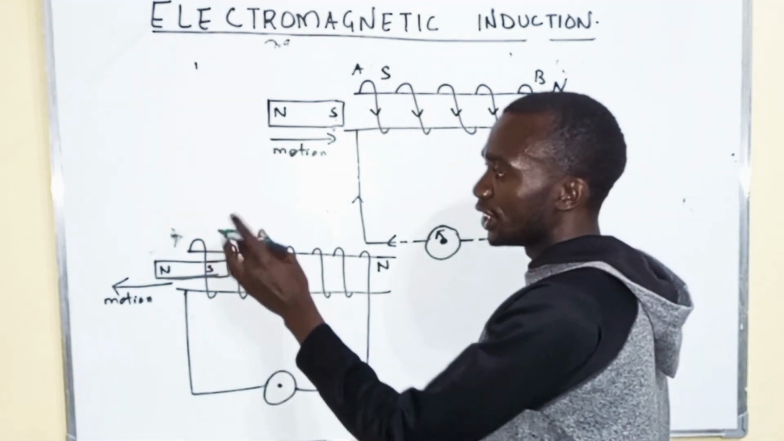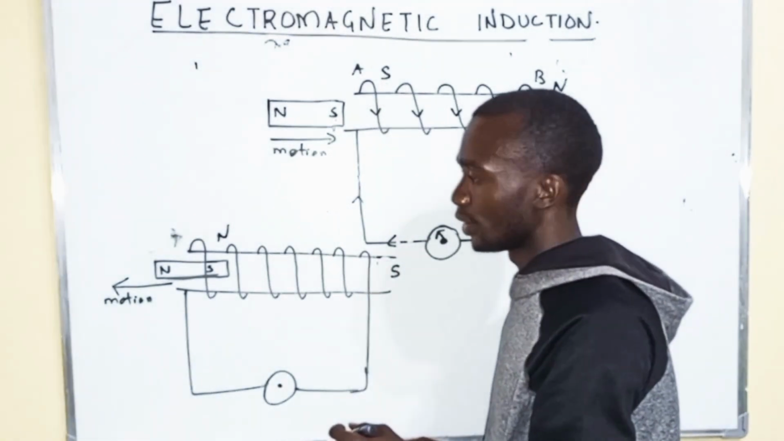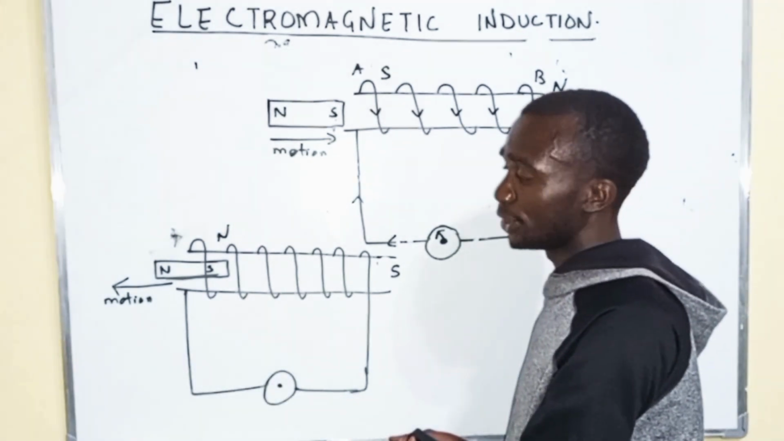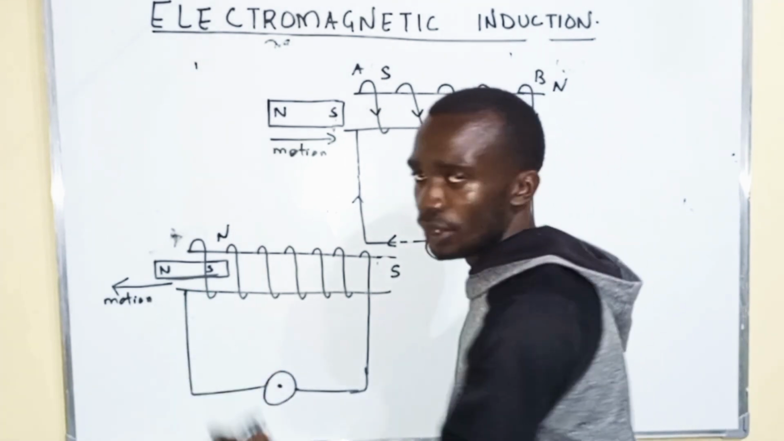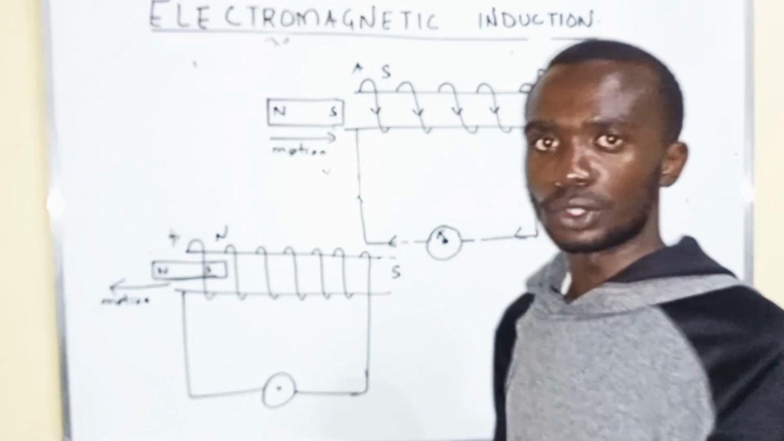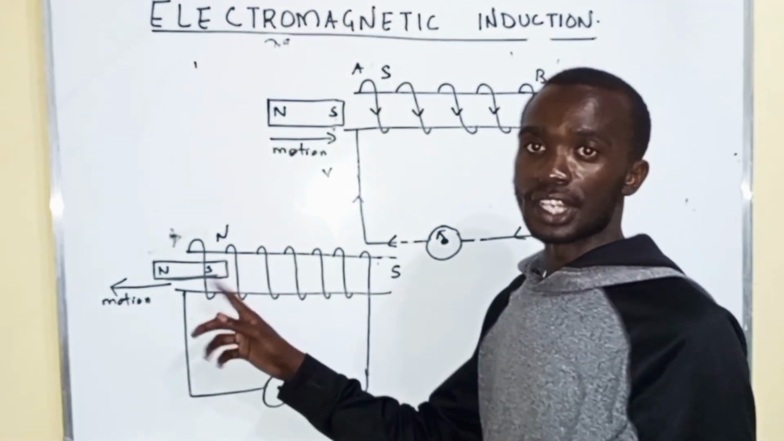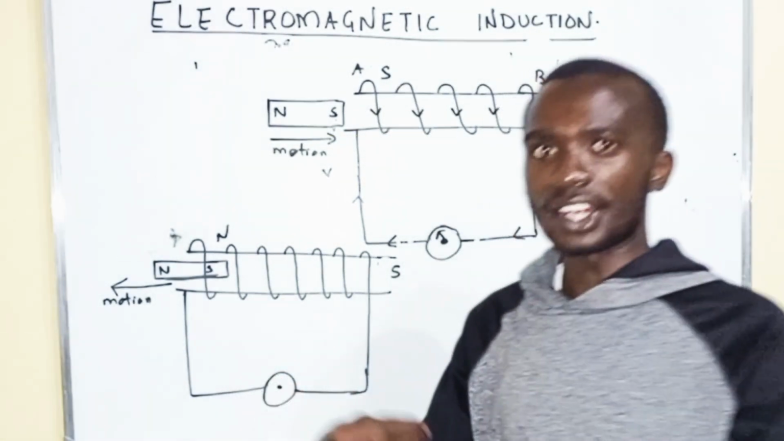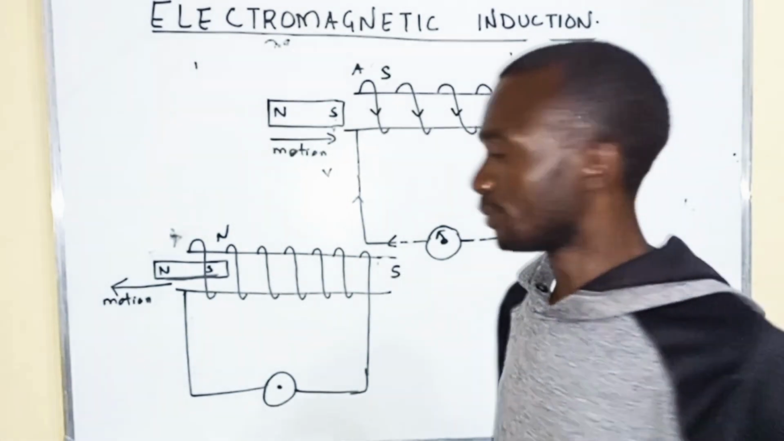For work to be done, this end must be north pole, and this one must be the south pole. So look, north pole is attracting south pole. When you move the magnet out of the coil, because they attract one another, the motion has to be opposed. North and south, they are attracting one another. In this case, we are trying to separate these two magnets, which are in contact with one another. You are opposing the motion of the magnets.